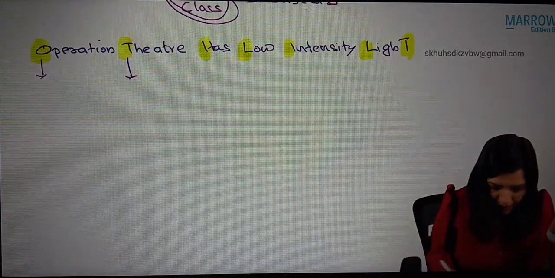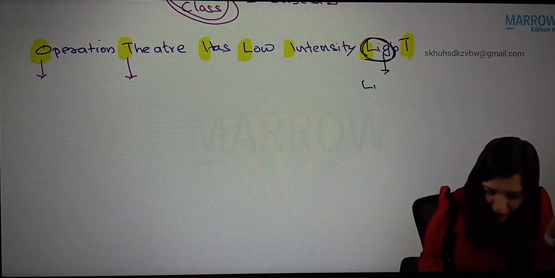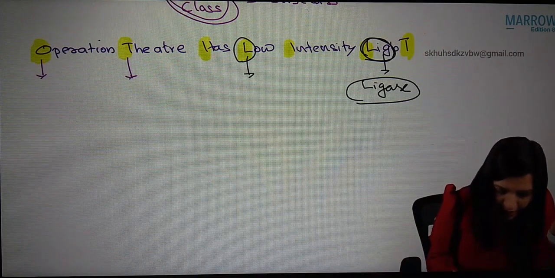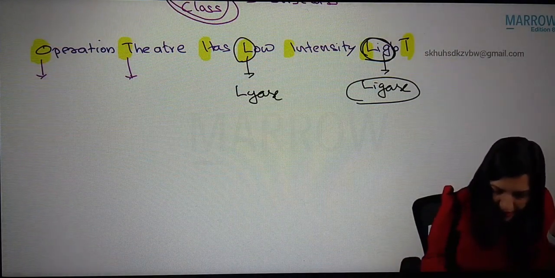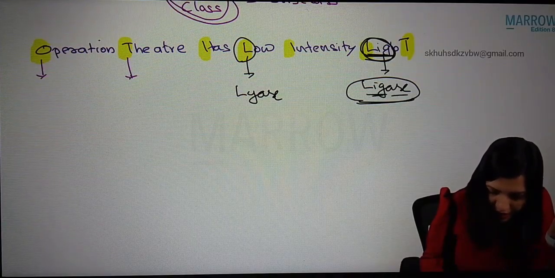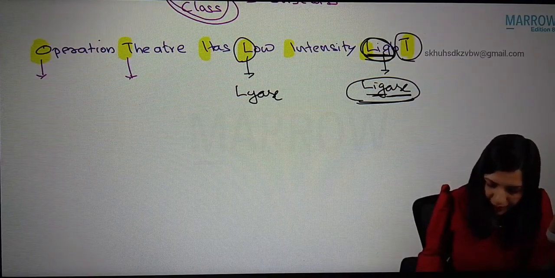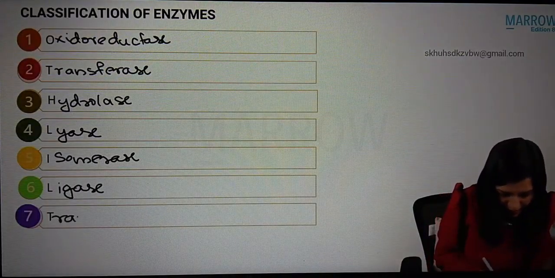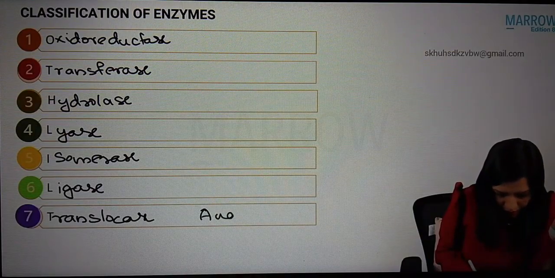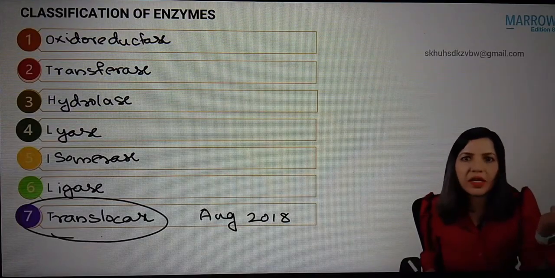So in the mnemonic, you can see LIG here, right? That stands for ligase because there are 2 L's here. The first L is lyase. The second, LI, is LIG, so it is ligase. And we have a last T here, and that T is translocase. This is a recently added one, from August 2018 onwards. This last, 7th class was added.